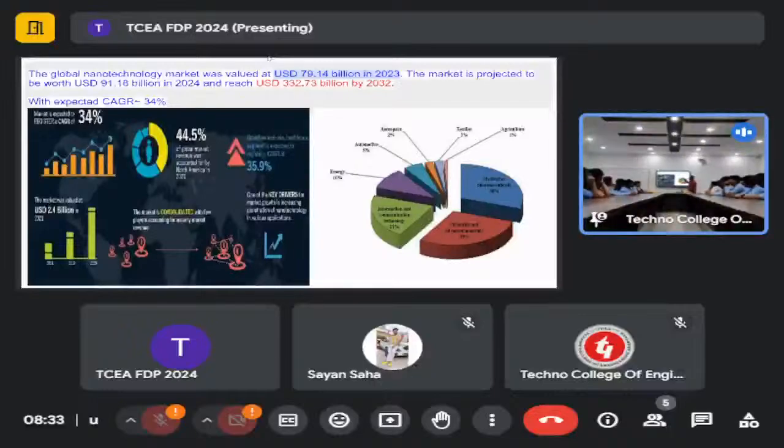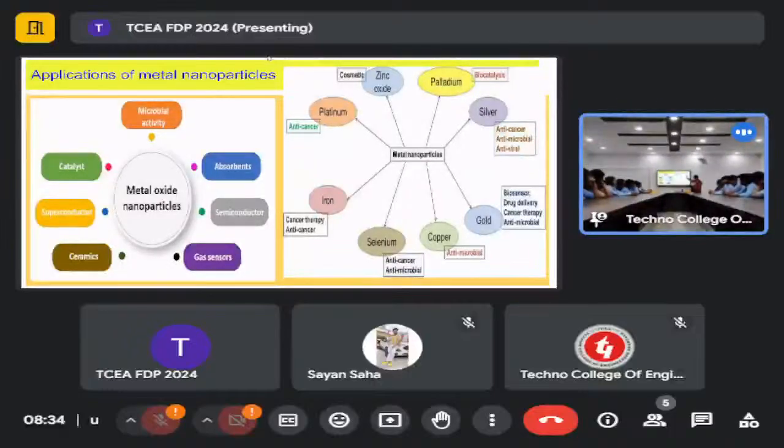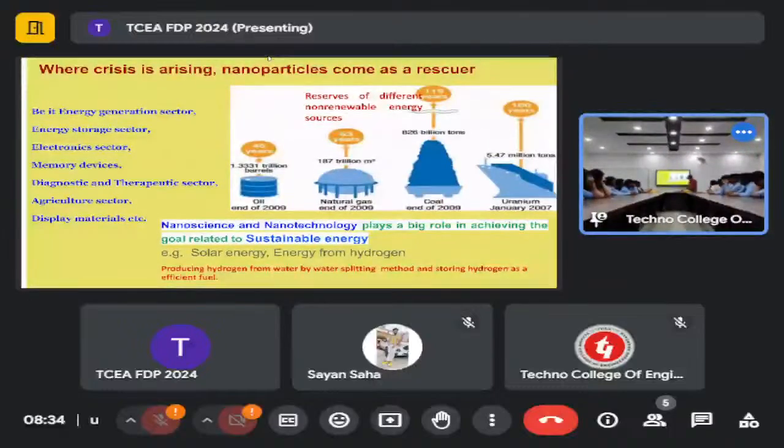So you see, in around 2032, a USD 332 billion business will be there regarding nanotechnology or nanomaterials. So in every particular sector, we have the application of nanomaterials or nanoparticles. Different metal nanoparticles have different applications. Different metal oxide nanoparticles have different applications. All these are commercialized already.